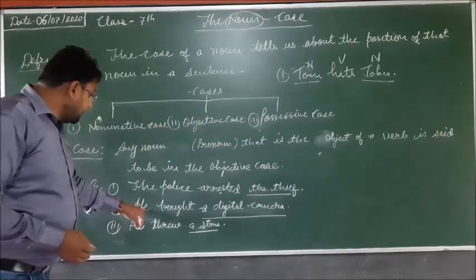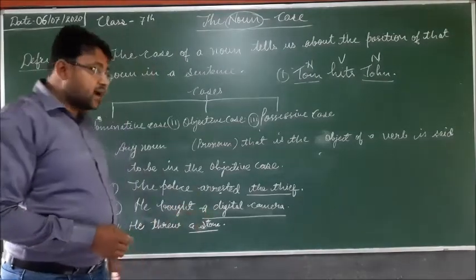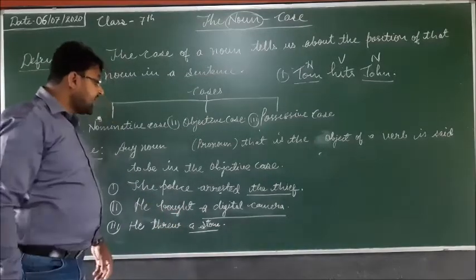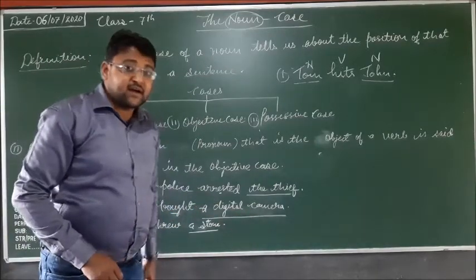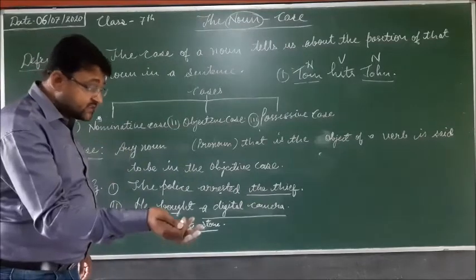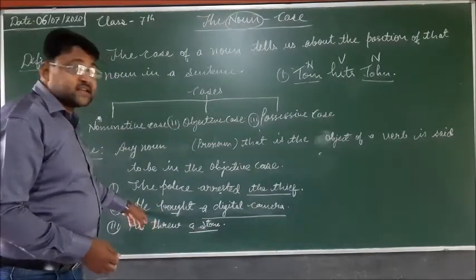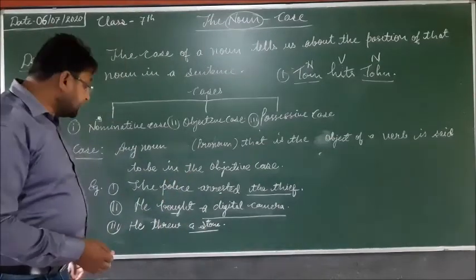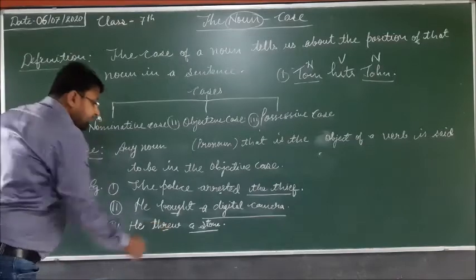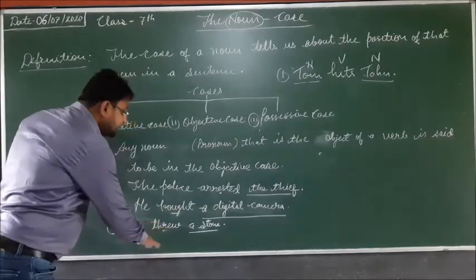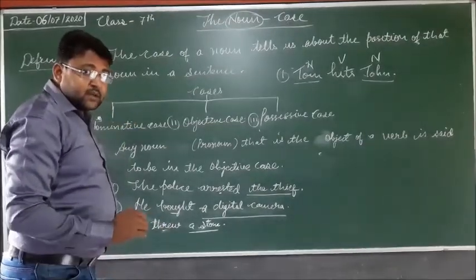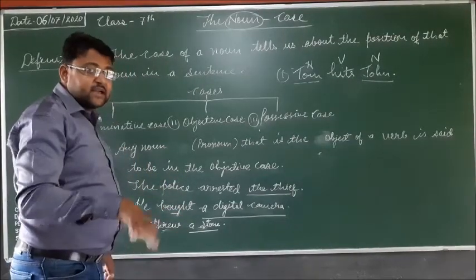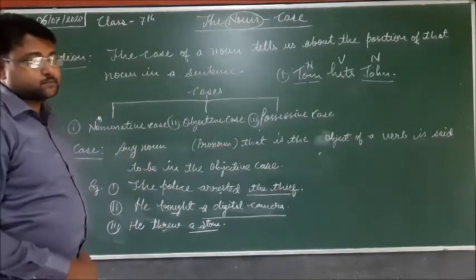In the second example, he bought a digital camera. What is the verb here? After the verb, a digital camera is the objective case, and he is the subjective case. He threw a stone. In this sentence, threw is the verb, and after the verb a stone came as an object of the verb, so that is why it is the objective case.